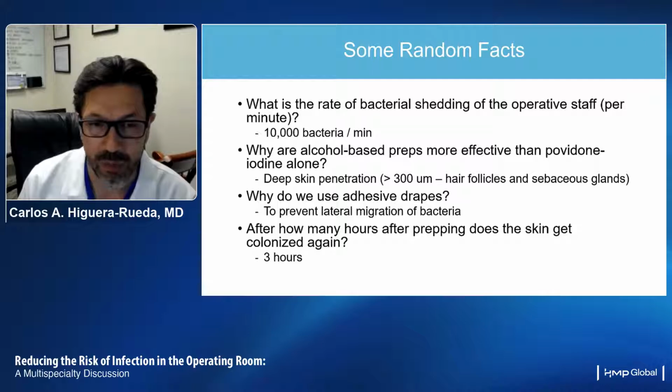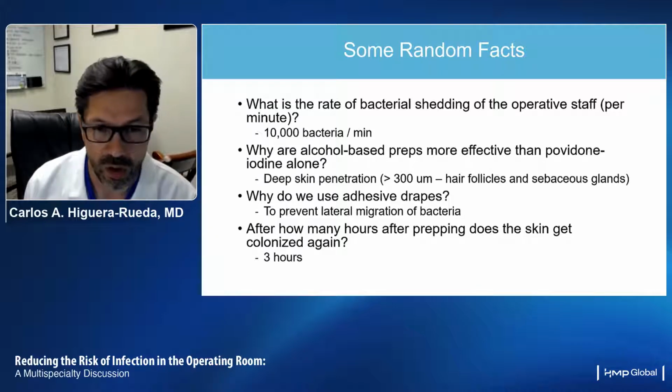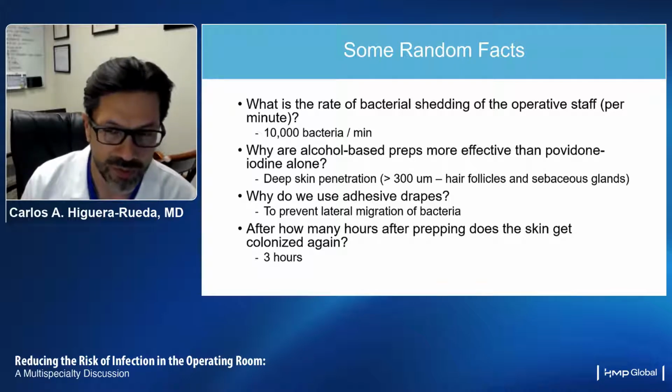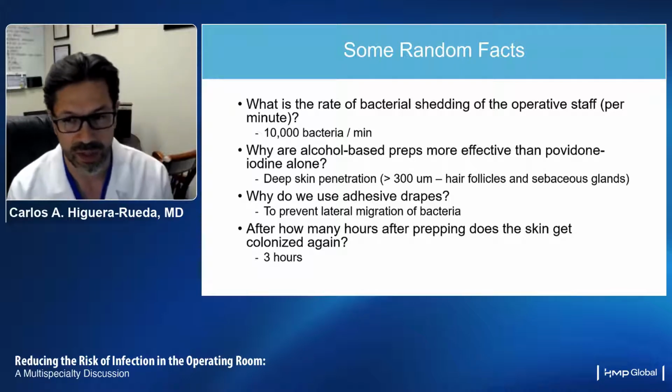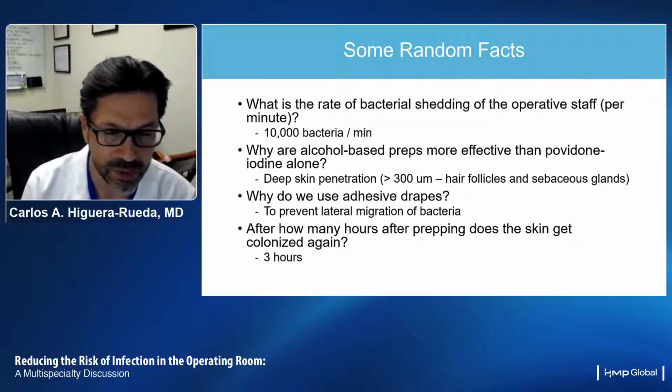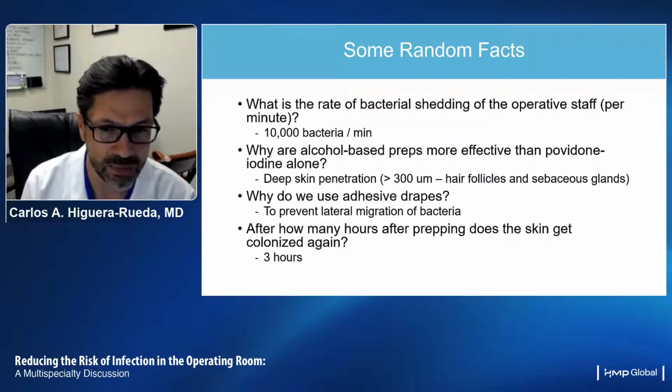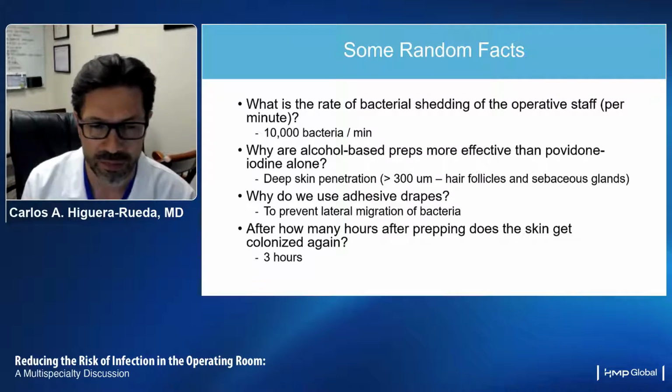Why are alcohol-based preps more effective than povidone iodine alone? Because of the skin penetration. As we know, the hair follicles and sebaceous glands store some of these bad bacteria, including C. acnes, and they are pretty deep. That's why alcohol is better than just povidone iodine. What do we use adhesive drapes for? To prevent lateral migration of bacteria.